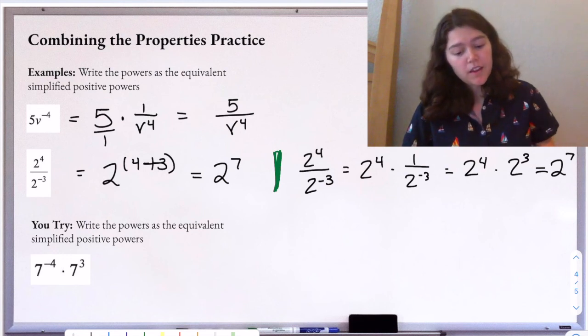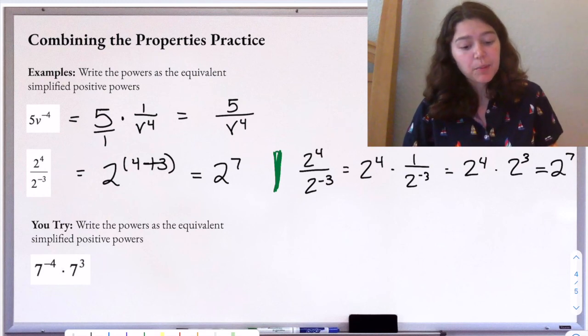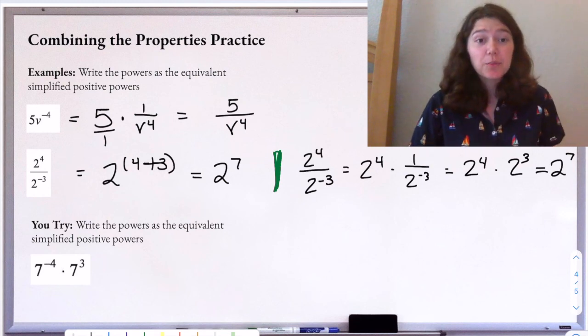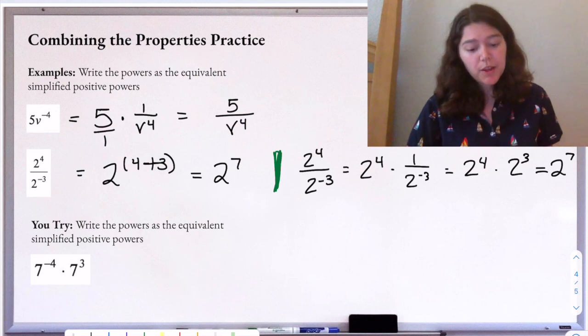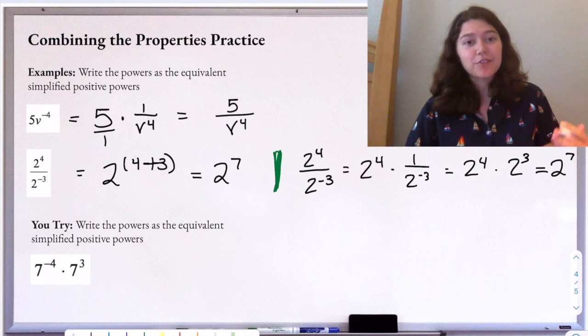Awesome. Okay, so now you give this last one a try. We have 7 to the negative 4th power times 7 to the 3rd power. So we're going to need to use the product of powers rule when we're multiplying to multiply these powers. And then remember, we want it in the positive power form.